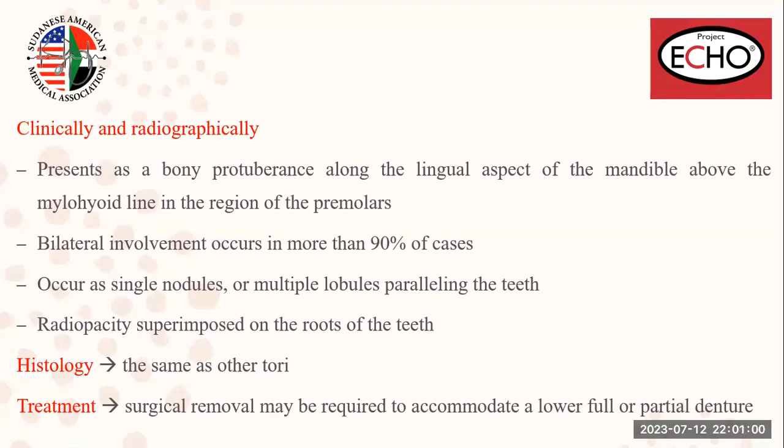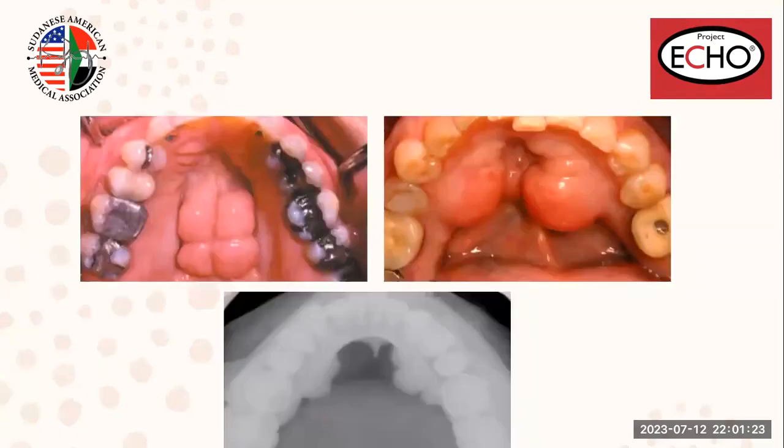I will show you a picture. On an X-ray, there is radiopacity superimposed on the root of the tooth. The histology is the same as the other tori and exostosis, and the treatment is again surgical removal, which might be required to accommodate a lower full or partial denture. Otherwise, they don't need to be removed.